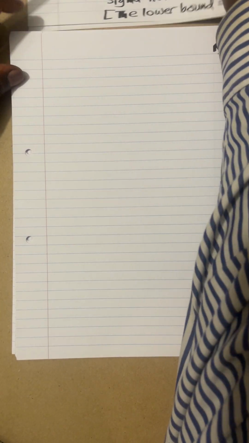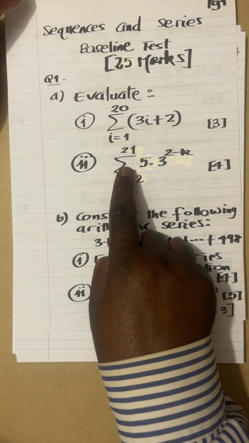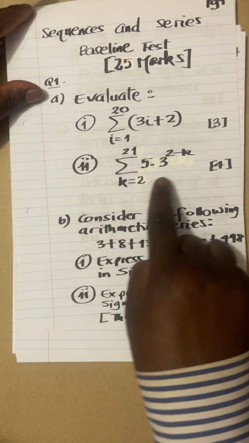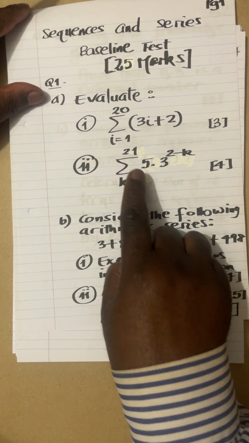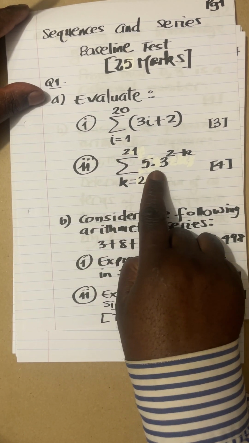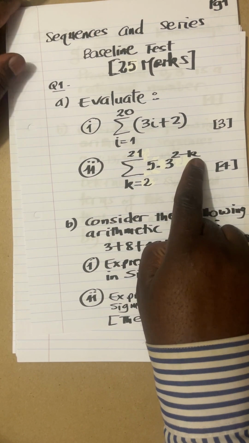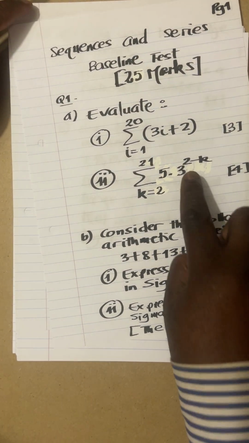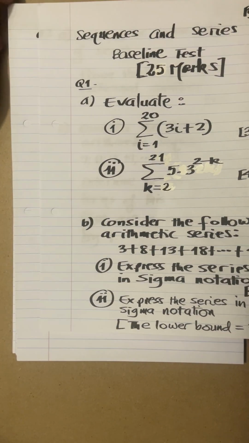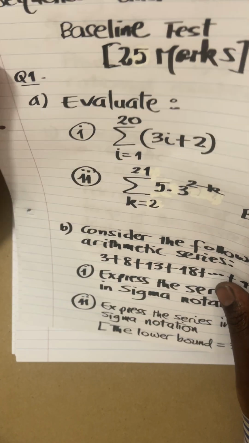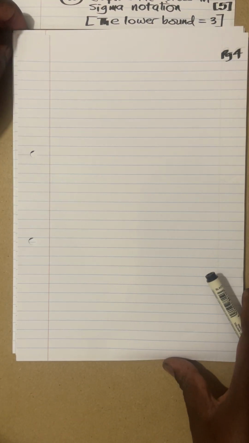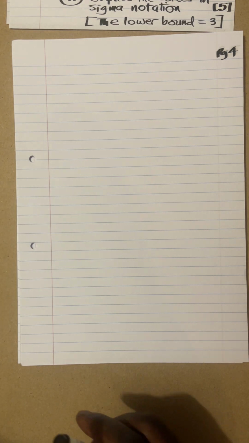is this one here. We're supposed to evaluate this series from k equals 2 all the way up to 21 of 5 times 3 to the power 2 minus k. So when you have a power like this, what should come to your mind is that this most likely is a geometric series. So let's just do the same thing we've done in question number 1a 1.